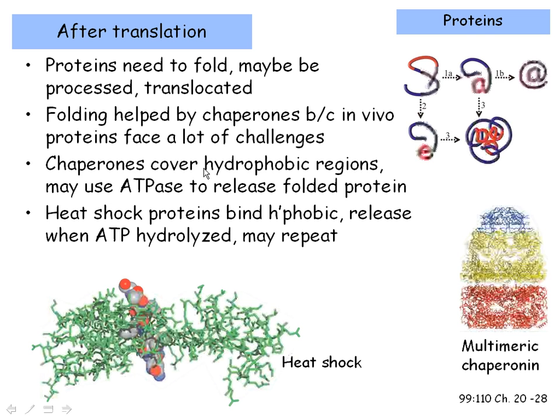Translation is not enough. Just to be turned into a linear polypeptide will not by itself complete everything that has to happen before a protein is going to be useful. At the very least, proteins need to fold. Some proteins are processed in one way or another. Some proteins have to translocate. They have to move from one compartment to another.